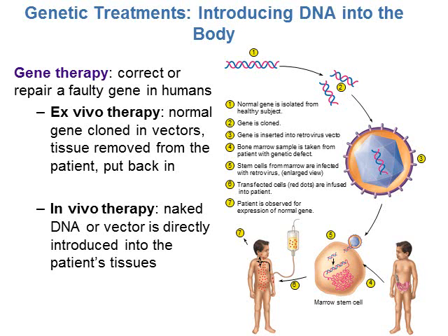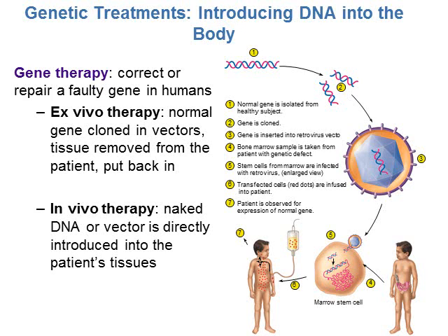We can also use something called a genetic treatment, so we can introduce DNA into the body, and this happens during childhood or as an adult. So you can do things like gene therapy, where we can correct or repair a faulty gene inside of an individual human. And there's two different types of gene therapy. There's ex vivo. This is the normal gene as clone and vectors. Tissue is removed from the patient. That tissue is infected with the vector, and then once the tissue starts to grow and has the normal gene, we put it back in the human.